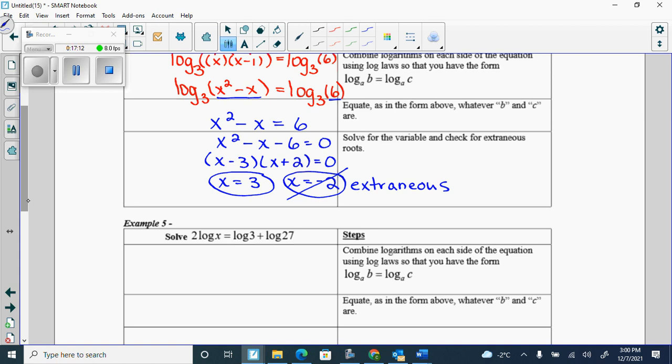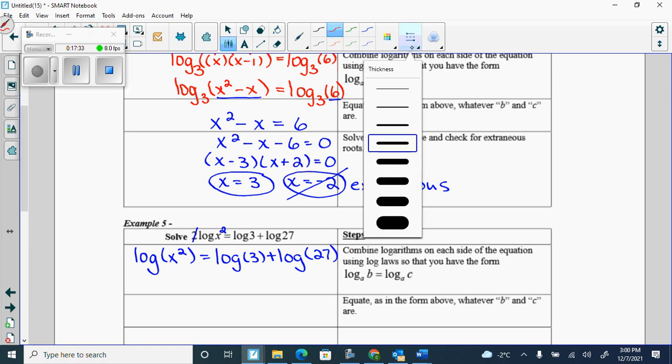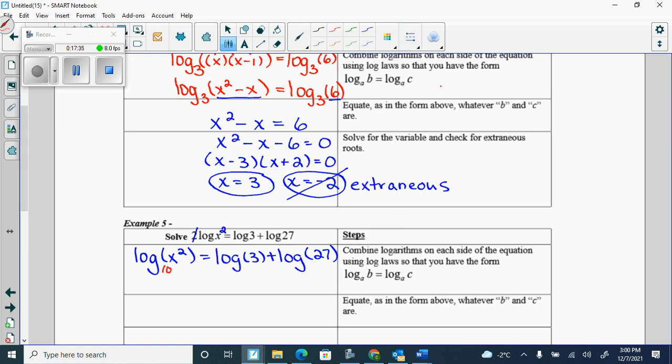What's the problem with example 5? You have a 2 in front. What do I need to do with it? Make it the exponent. So I actually have log x squared equals log of 3 plus log of 27. And people will sit here forever because to me this doesn't scream put me together. But if I remember to add its bases, that screams put me together.